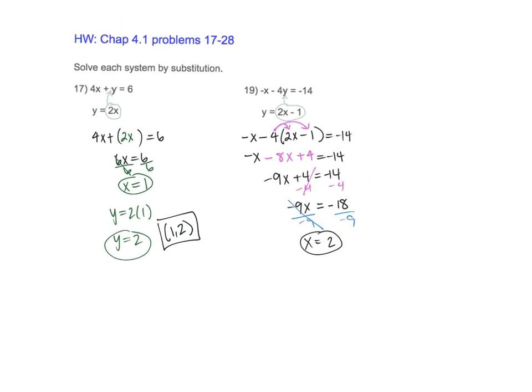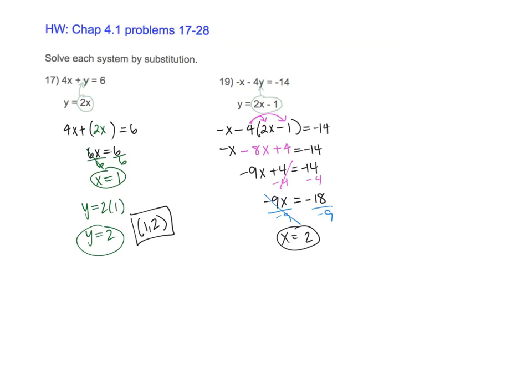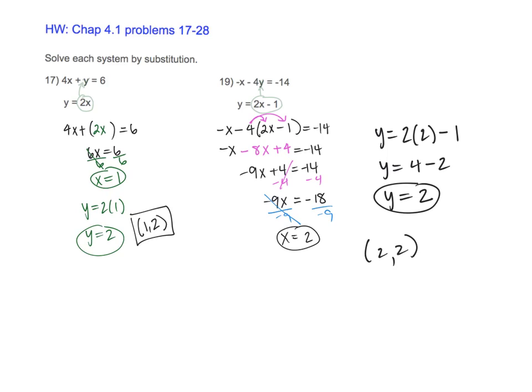I'm going to make some space here. I'm going to go back to this equation since y is already solved and plug in my x to find y. So I have y equals 2 times 2, because that's where x would have been. If I work this out, this would be 4 minus 2. So y has to equal 2. So my coordinate, or my intersection here, is (2, 2).